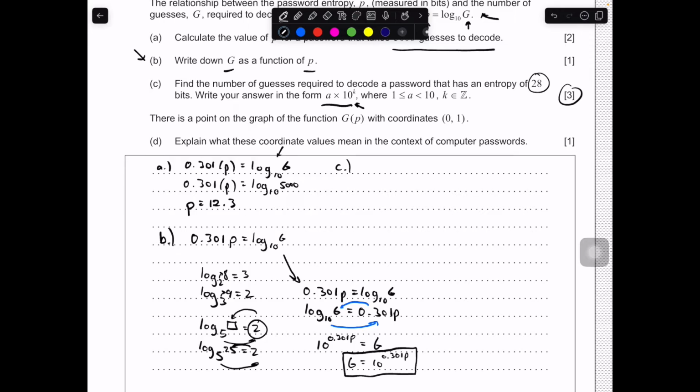So let's go ahead. Here's our function once again. 0.301p equals log base 10 of g. Essentially, what I think they would like you to do is use this, but you can nsolve this all the same, and it should be okay. So here we've got an entropy, which they told us was p, and it equals 28. So let's go ahead and put that in.